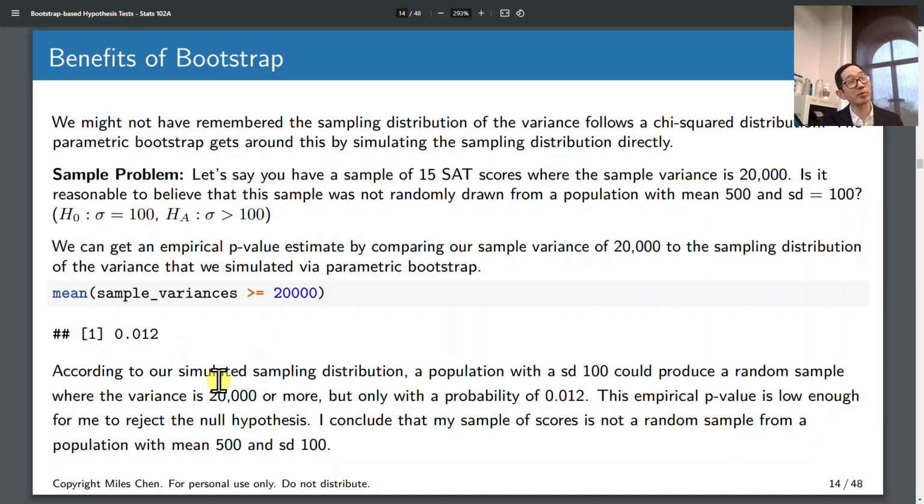You'd probably end up rejecting the null hypothesis, and you'd say, the reason why I'm getting this kind of big variance is because I'm drawing it from a different population. So I would say the empirical p-value is low enough for me to reject the null hypothesis. I conclude my sample of scores isn't a random sample drawn from the population where the standard deviation is 100.